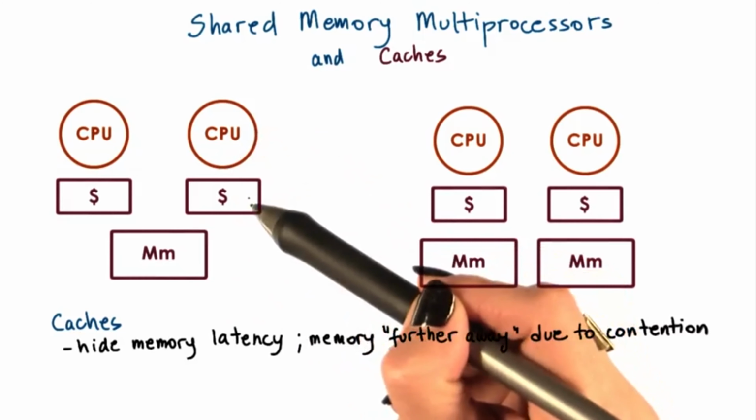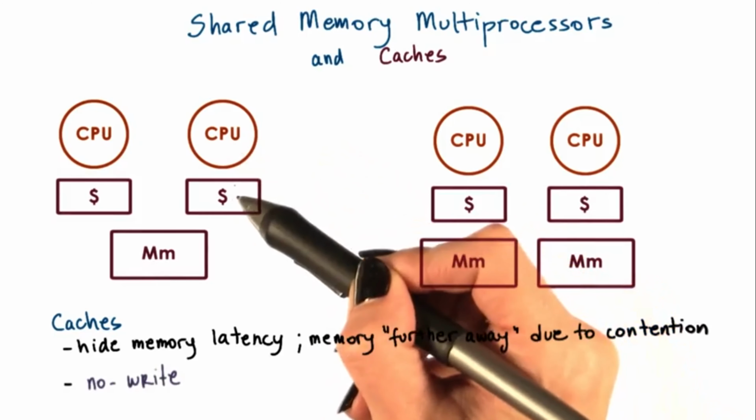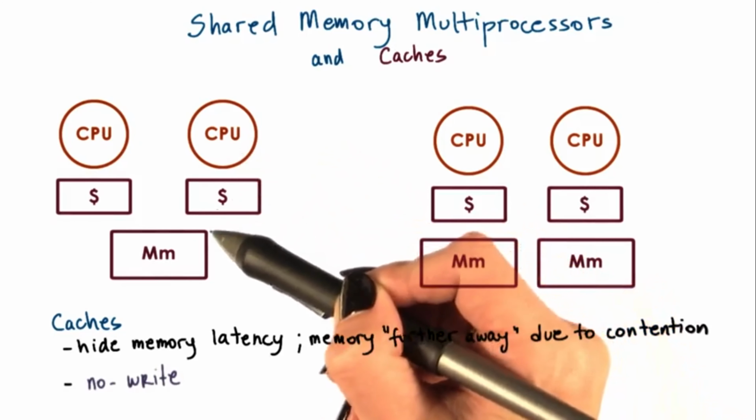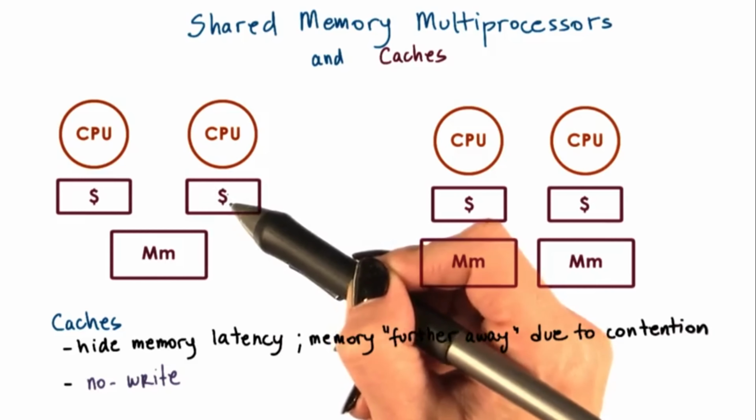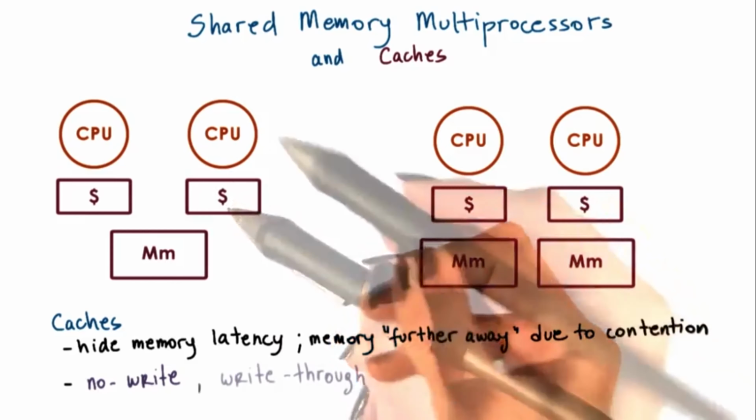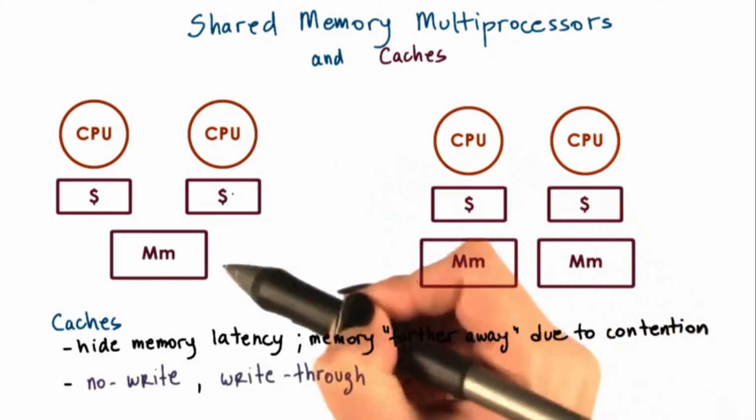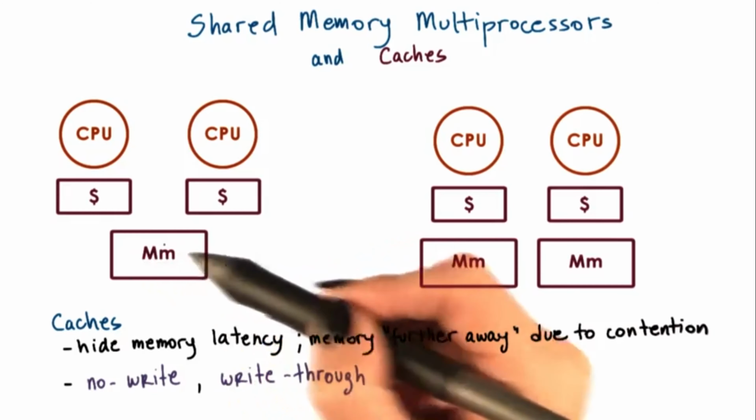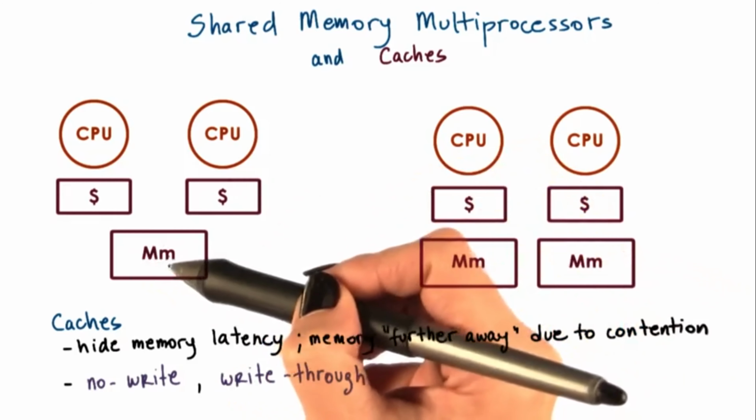Now, when CPUs perform a write, several things can happen. First, we may not even allow a write to happen to the cache. A write will directly go to memory, and any cached copy of that particular memory location will be invalidated. Second, the CPU write may be applied both to the cached location as well as directly in memory. So this technique is called write-through. We write both in the cache as well as in memory.